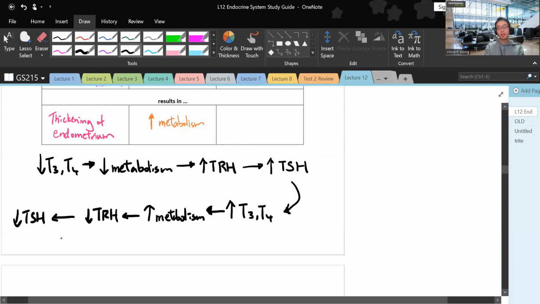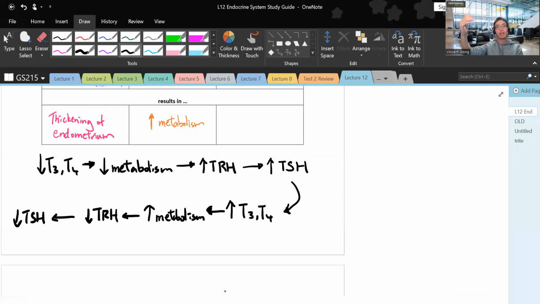Now, why would you want to do that? Because you already have enough T3 and T4 at the moment, right? You don't need to make more, right? Think about the furnace, right? If you already reach your desired temperature of, say, 22 degrees, no need to keep on turning on the furnace to keep heating up the temperature, right? Okay, you need to shut it down.